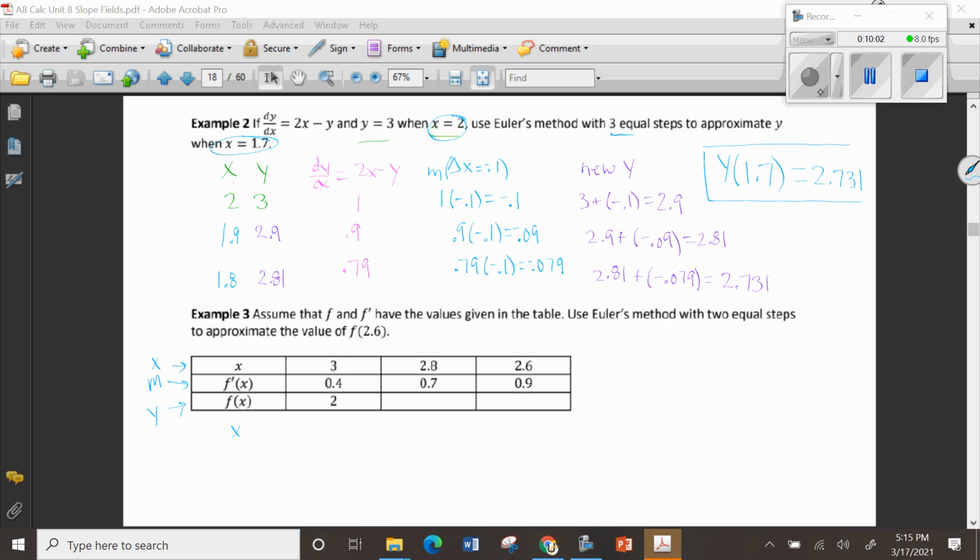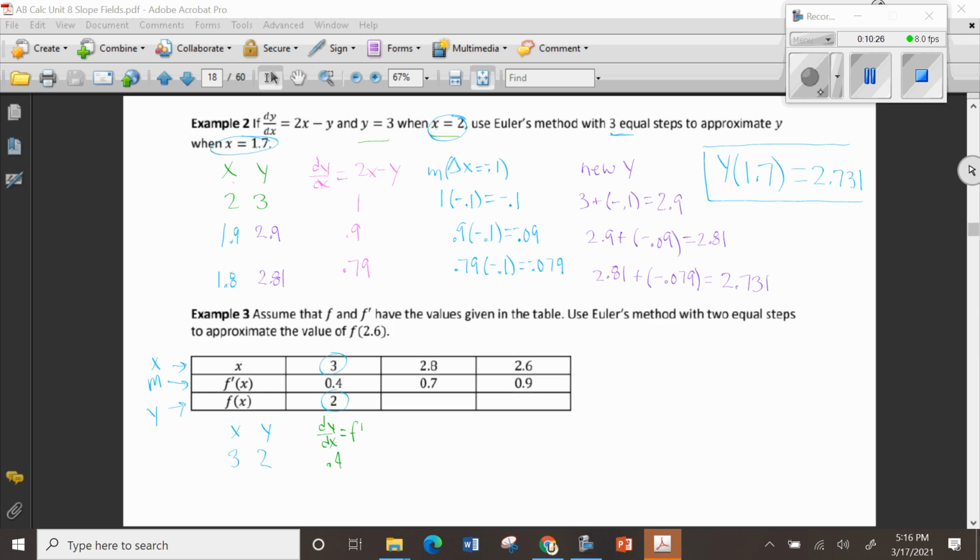So I'm going to start with an x and a y. It looks like right here my starting point is 3, 2. And then the next thing in our table is finding that slope. So dy/dx, that's also written as f prime. It's just a notation thing. So that slope is 0.4 at that point. There's nothing really for us to do. I don't have to solve for it. It's given to me on the table.